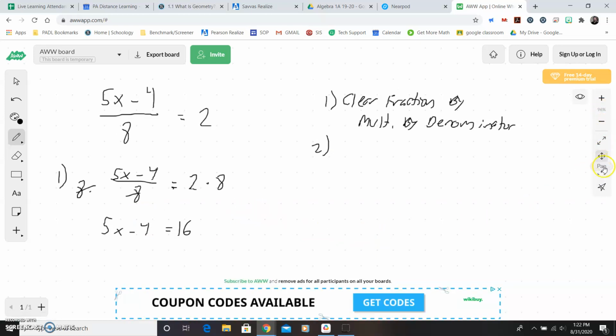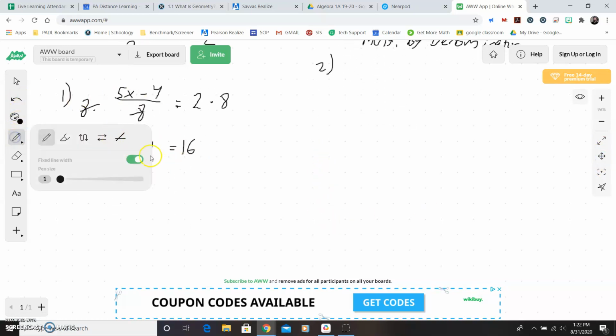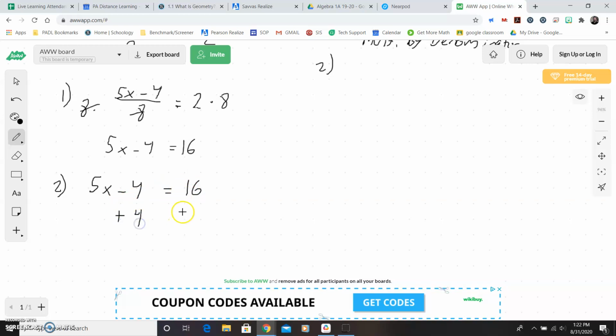And what we could do now is undo the minus 4. We want to undo addition or subtraction before we undo anything else. So in this case, because we have a minus 4, we want to undo that part. In order to undo subtract 4, we add 4. And once again, be fair, so we add 4 to the right as well. So step 2 is to undo subtraction by addition.